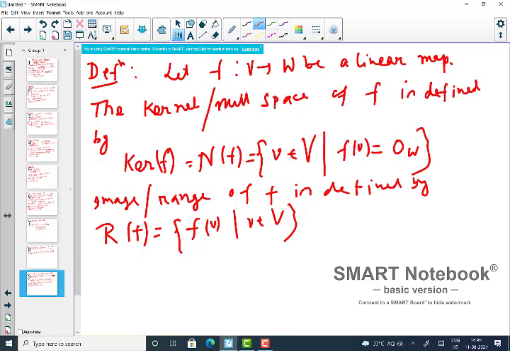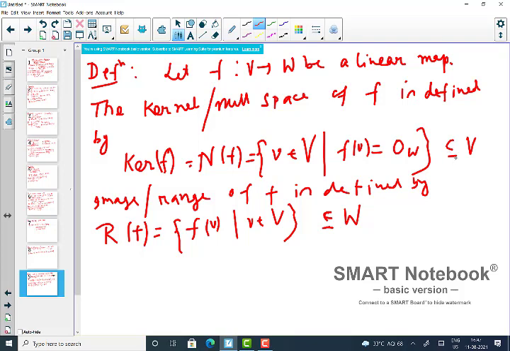Okay, so these two special sets we define, and now you note that the first one is actually sitting inside V, and the second one is sitting inside W. So they are subsets, that is clear. Now the question is whether they are special kinds of subsets, or only subsets. The answer is that they are not any special subset. They are actually subspaces.